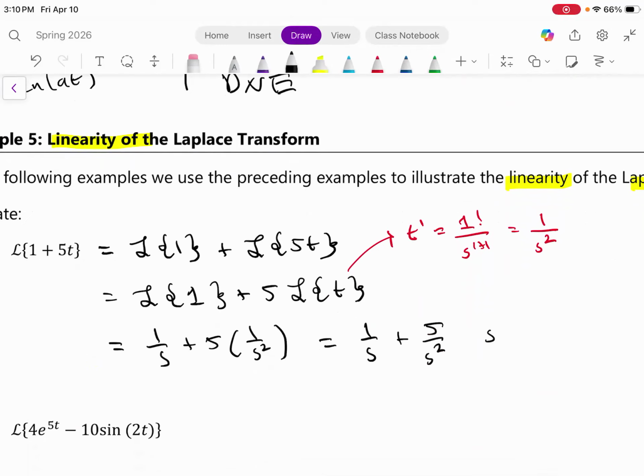And just a couple of things to keep track of. s needs to be greater than 0, which we found in our work, and it's just what we need to account for.